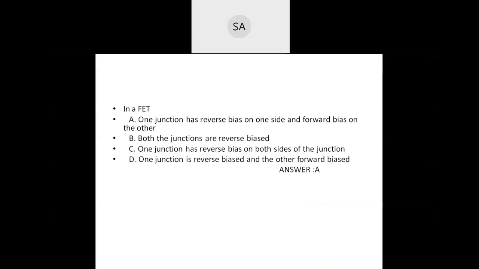In a FET, one junction has reverse bias on one side and forward bias on the other side; or both junctions are reverse biased; or one junction has reverse bias on both sides; or one junction is reverse biased and the other is forward biased. So the option is A: one junction has reverse bias on one side and forward bias on the other side.